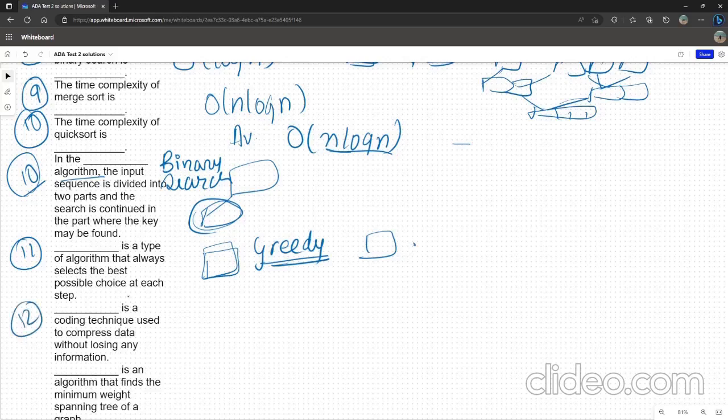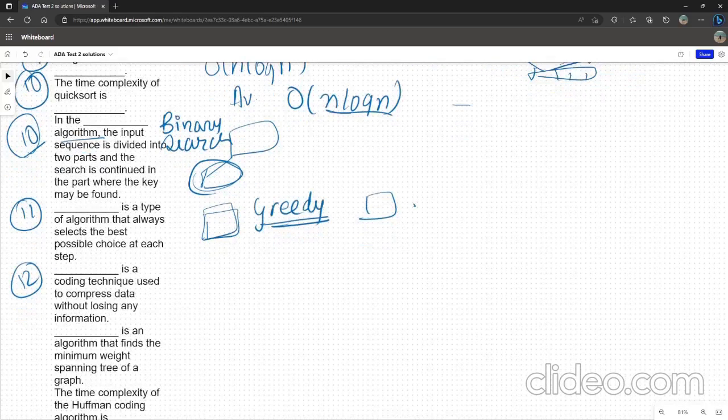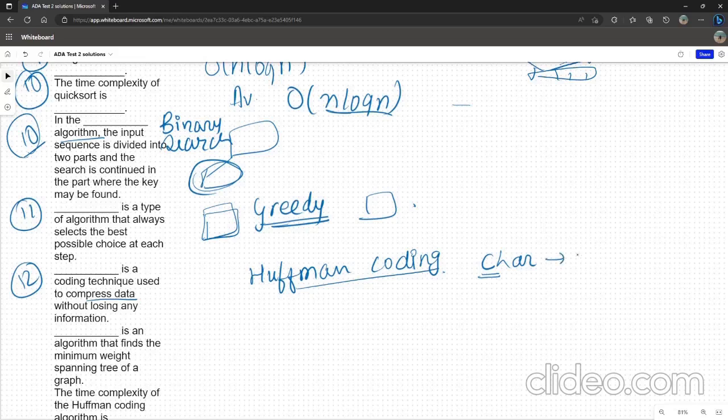And the next question, 12th, will be dash is a coding technique used to compress data without losing any information. Huffman coding is a coding technique which is used to compress the data without losing any information. It provides each character with a variable size code.